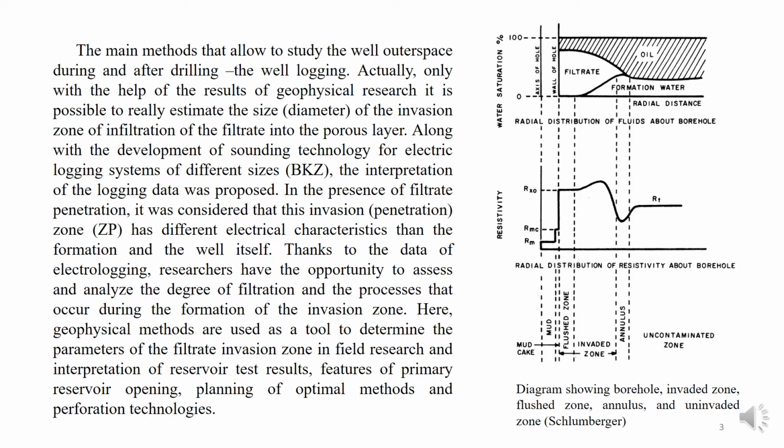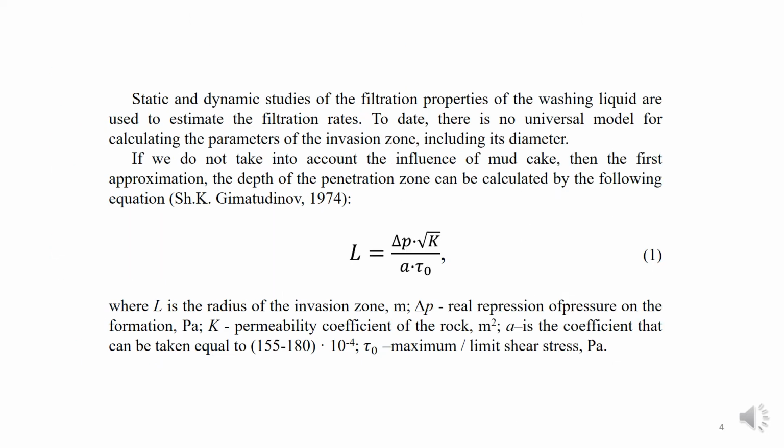Here, geophysical methods are used as a tool to determine the parameters of the filtrate invasion zone in field research and interpretation of reservoir test results. Considering the features of primary reservoir opening, the volume of filtrate and its penetration into the formation can be divided into two components. The first stage of penetration is the rapid absorption of the filtrate by the formation.